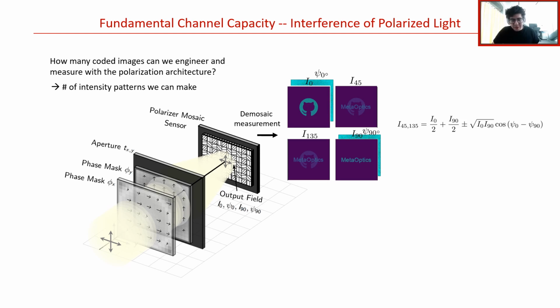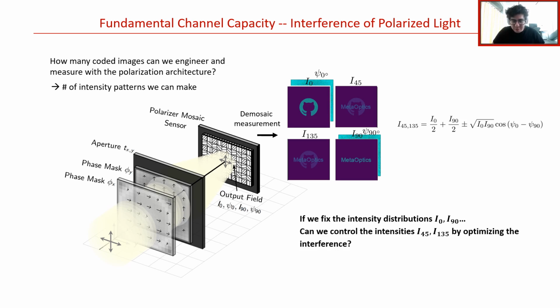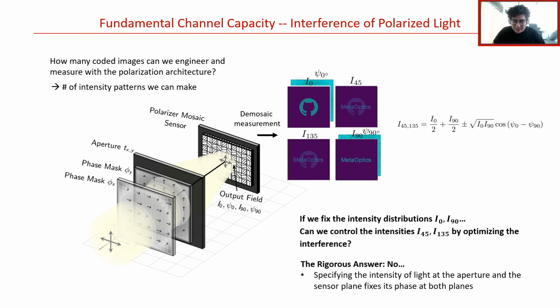The question that we are left with then is this. If we fix the intensity distributions on these two channels, I0 and I90, can we still control the intensity on the other two channels, perhaps by optimizing the interference? Now, unfortunately, the rigorous answer is no. By specifying the intensity of the aperture plane and the sensor plane for either 0 or 90 degree light, the phase of that light is specified everywhere.